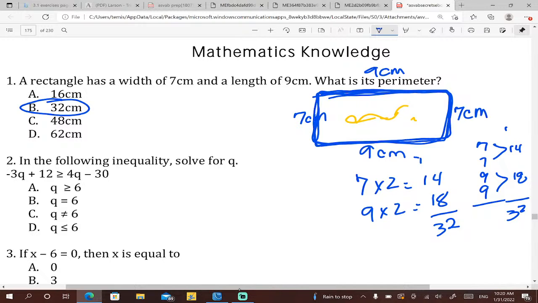Okay? Now, don't be trying to multiply 7 times 9, because that's the formula for the area. If you do 7 times 9, that's going to end up giving you 63, and that's not the answer.